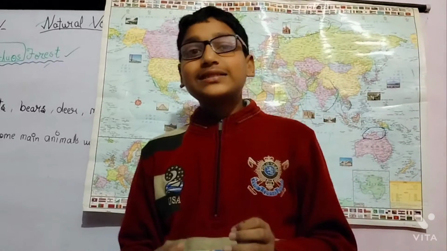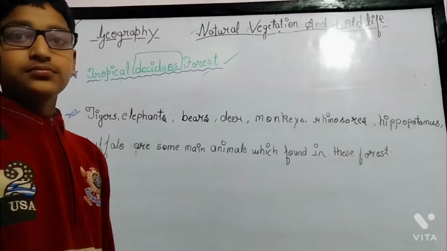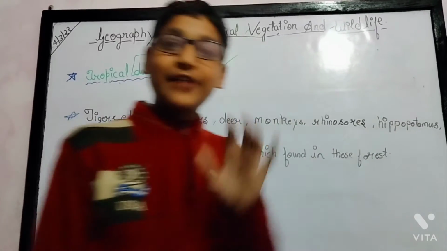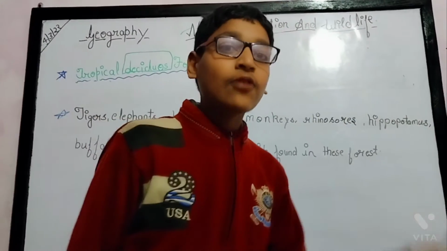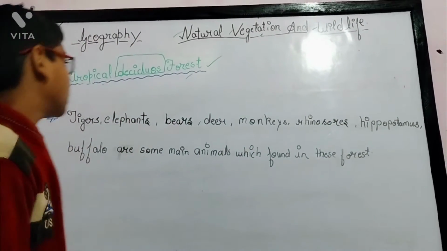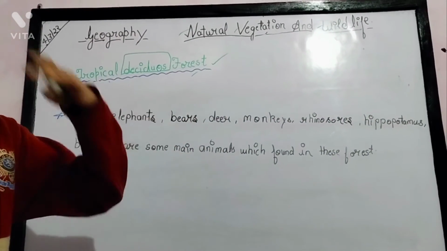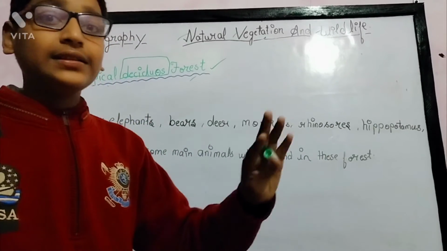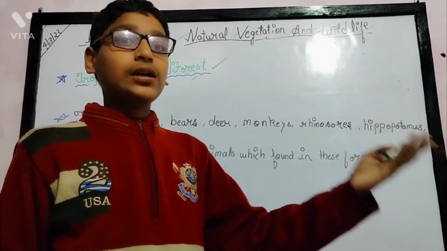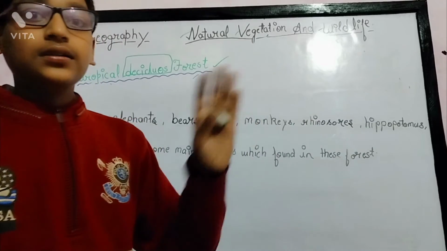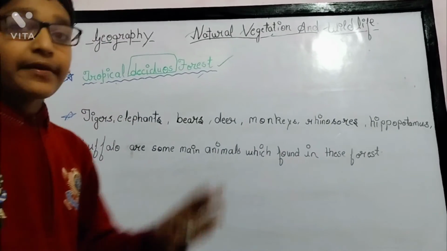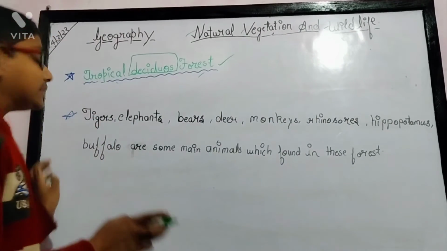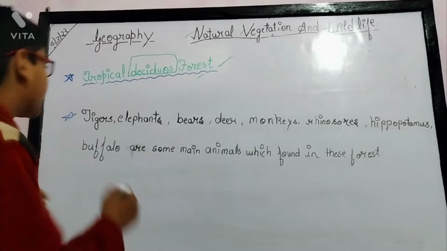So now let's see what the wildlife of the forest is. What are the animals found in the tropical deciduous forest? We have studied the places on the map and what trees are found in the forest: northern Australia, the southern part of the Indian subcontinent. So now let's see what animals are found in the forest.